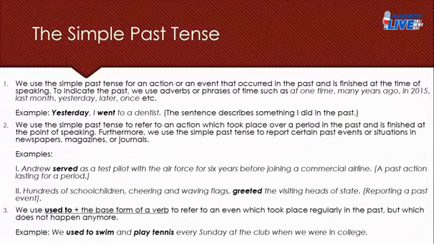Let's begin with the simple past tense. So what do we have in the simple past tense? Rule number one, we use the simple past tense for an action or an event that occurred in the past and is finished at the time of speaking. To indicate the past, we use adverbs or phrases of time such as at one time, many years ago, in 2015, last month, yesterday, later, once, etc.